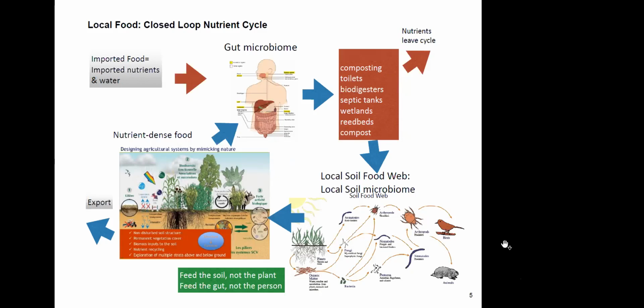Another option would be, in fact, to import foods, because this is really what happens a lot of the time. We're importing foods, but we're then importing nutrients and water from other places where they might actually not be able to spare that water and those nutrients. And they really should be putting that water and nutrients back into their own cycle.